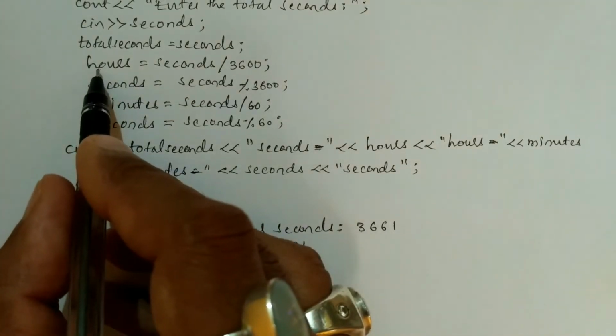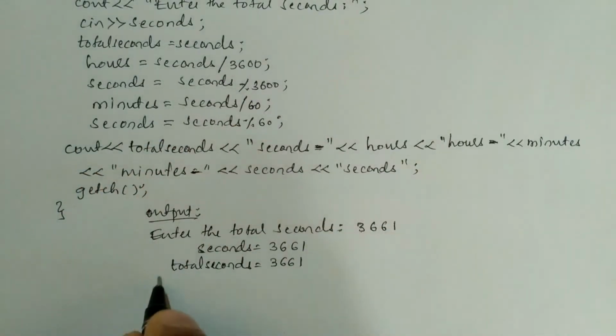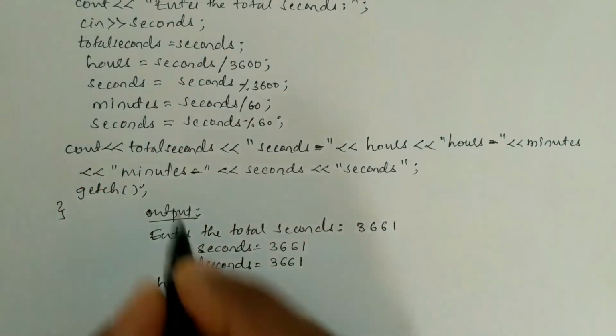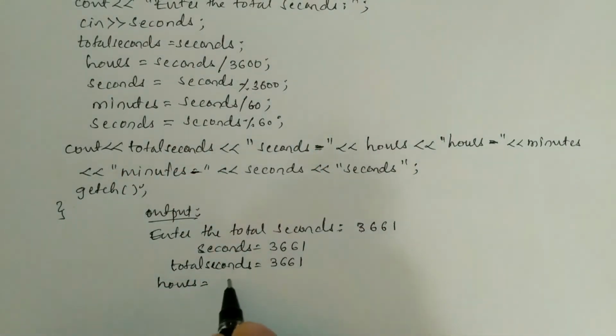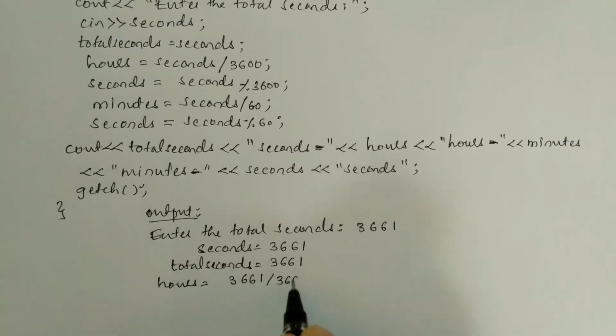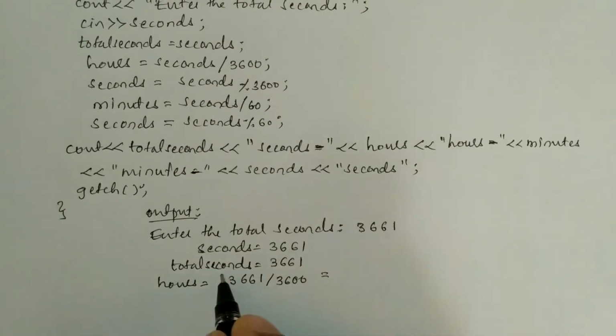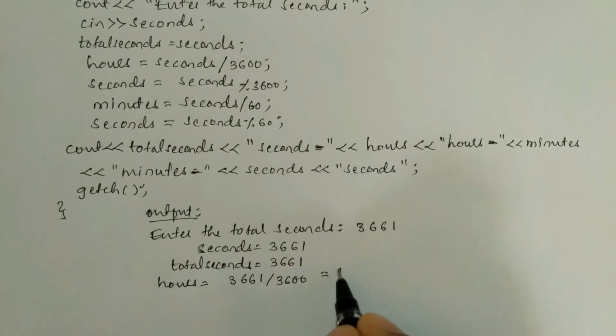Next, we are going to calculate hours is equal to seconds divided by 3600. So how many seconds do we have? 3661 seconds. Integer division by 3600 gives us the quotient. 3600 ones are 3600. So here 1 is the quotient, so 1 will be stored in hours. That is 1 hour.